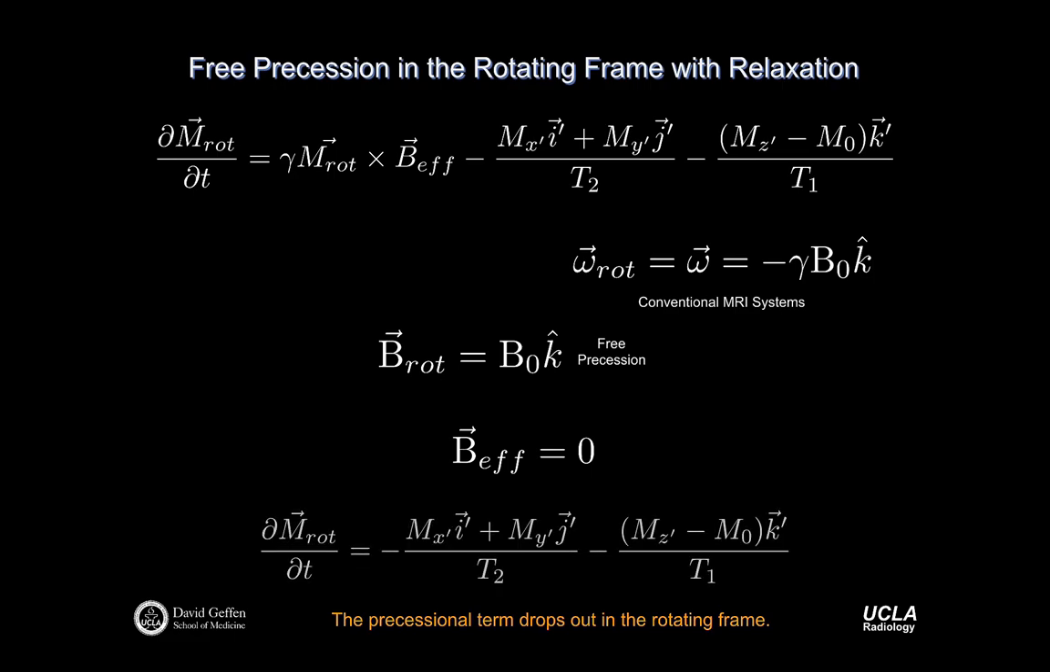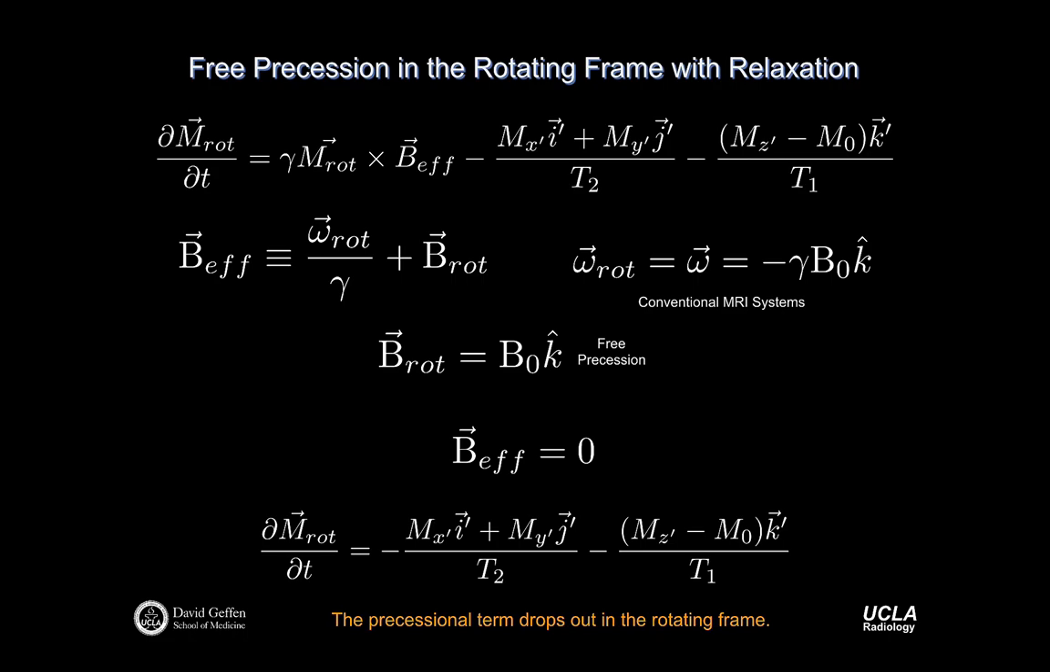Okay, so what's on top? What's on top is the equation of motion in the rotating coordinate system with relaxation, right? We add on the relaxation terms on the right-hand side. If we're concerned with free precession, the first thing we have to do is define what's our B effective field. We did this before. It turns out not to be that interesting, right? Our B rot basically offsets this omega rot.